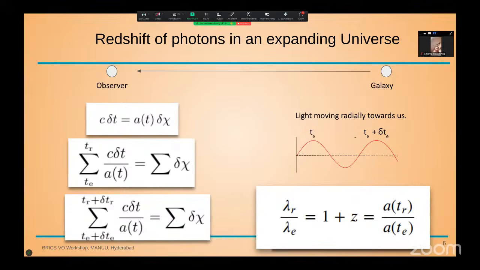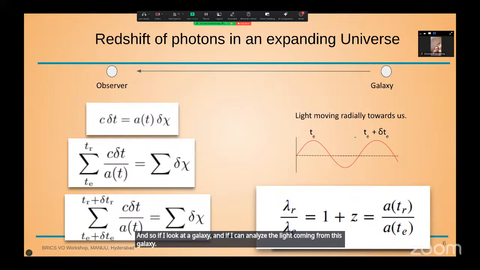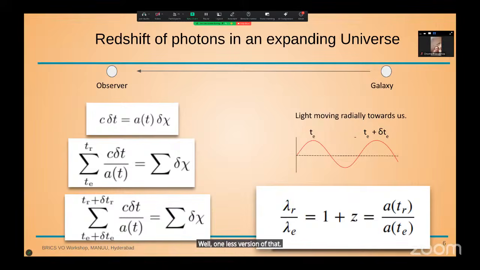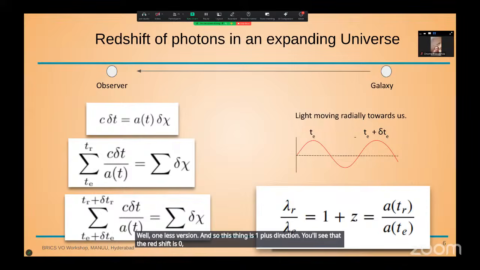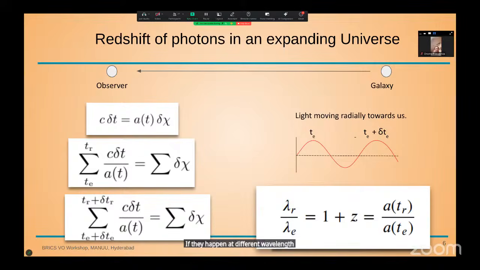And so, if I look at a galaxy and analyze the light coming from it, I can know what the scale factor of the universe was when the light left that galaxy, which is really amazing. This lambda r by lambda e is something called 1 plus redshift. You see that the redshift is 0 when emission and reception happen at the same wavelength. If they happen at different wavelengths, then the redshift is non-zero.